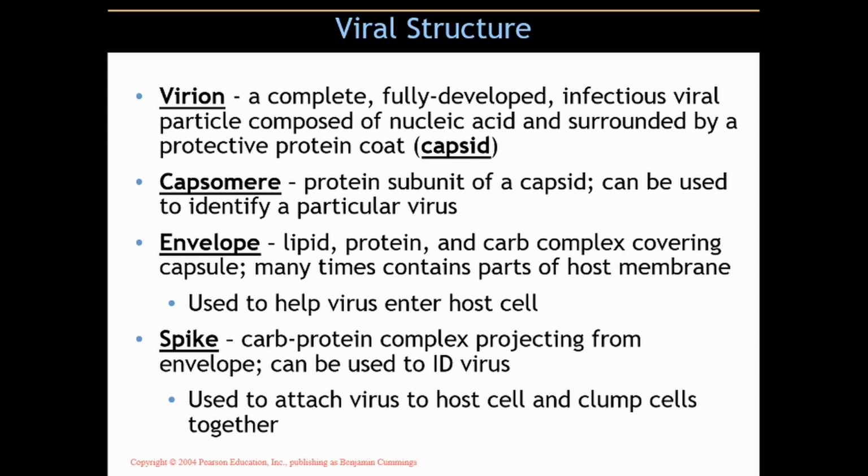So the spike attaches a virus to the host cell, and it also causes cells to clump together. Viruses like to agglutinate cells so they can pass from one cell to another, and they don't have to leave the cell, go into the extracellular fluid, be recognized by white blood cells or other immune cells, and then get targeted. If they can clump cells, that makes a very quick, easy, efficient transfer from one cell to the next.